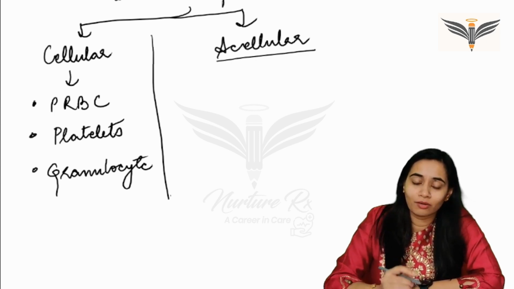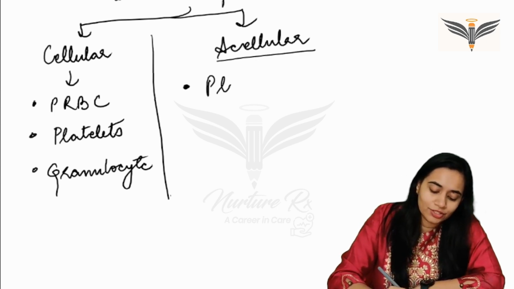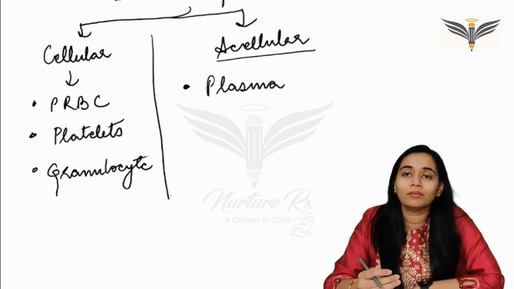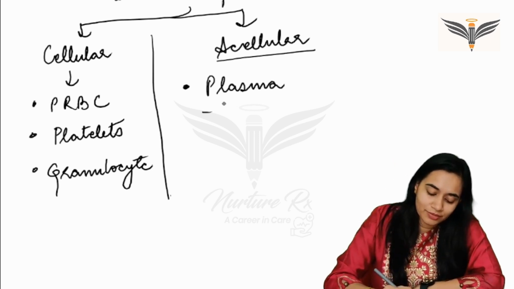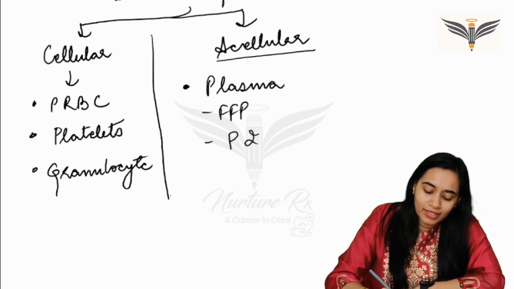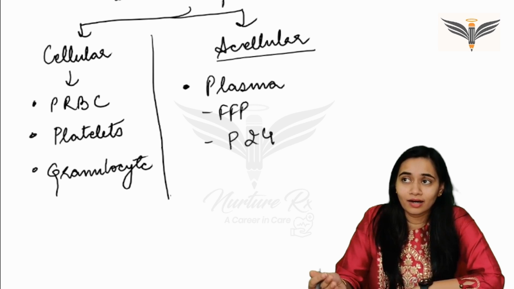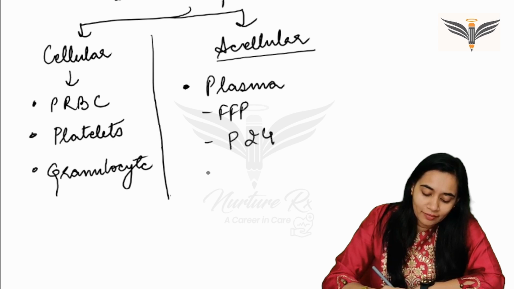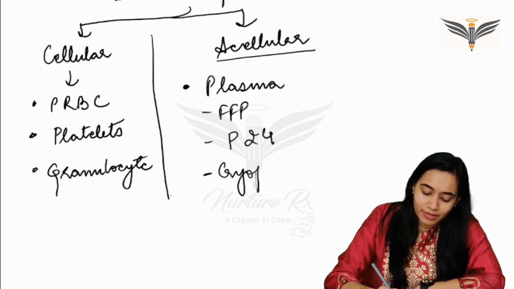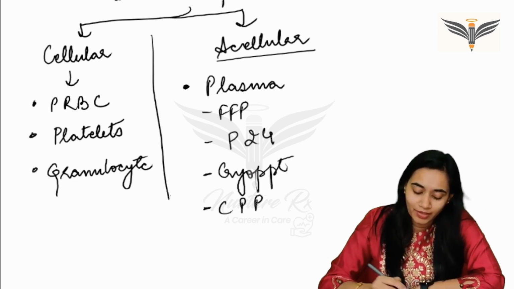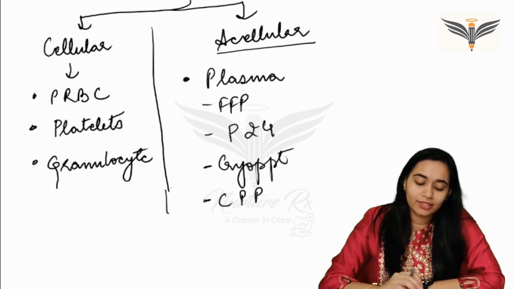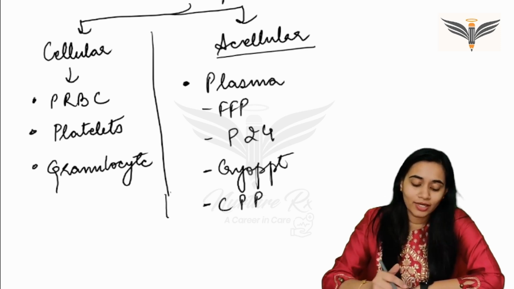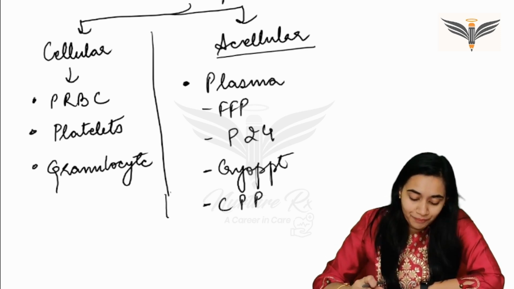What are your acellular components? So your acellular component is your plasma. Now, plasma can be of various types. So it can be fresh frozen plasma. It can be P24 plasma, that is frozen after 24 hours of collection. Okay, or it can be cryoprecipitate, or it can be cryo poor plasma. So now you see the types of components. We have cellular and acellular, and these are the ones that constitute it.